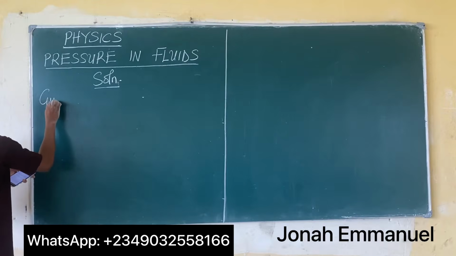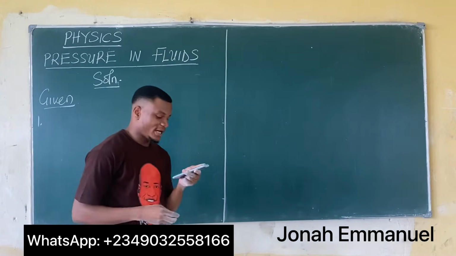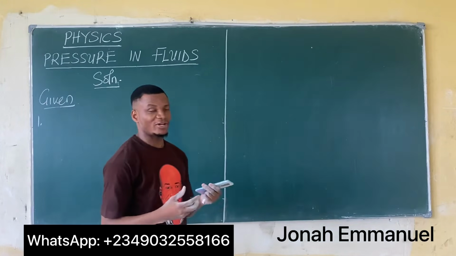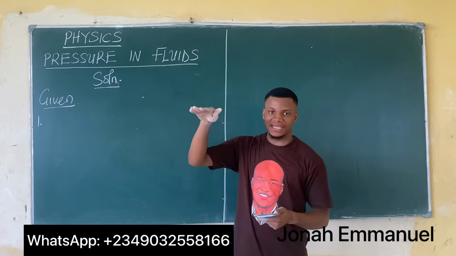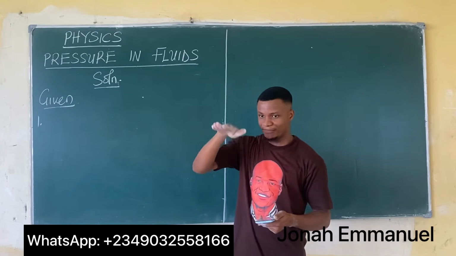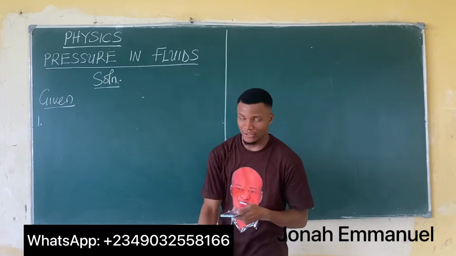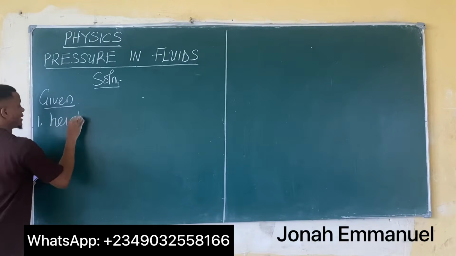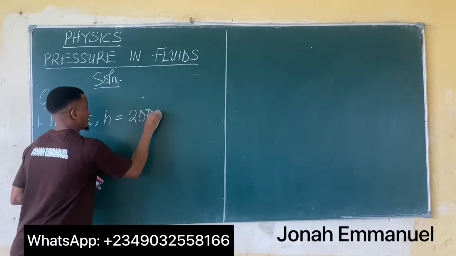We start with the given parameter number 1. It says calculate the pressure of water at the bottom of a dam 200 meters deep. And that's what we said when it comes to pressure in fluids, we look at the height. So that means the height from the top of the dam downward is 200 meters. That's what it said, deep. Alright, so number 1, I'm given height. H is equal to 200 meters.